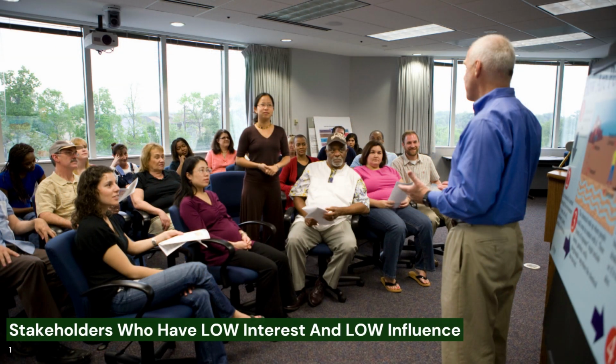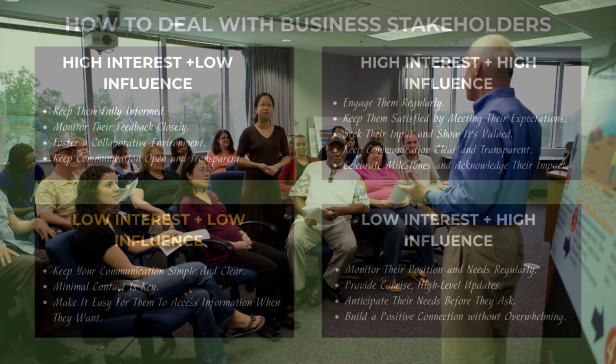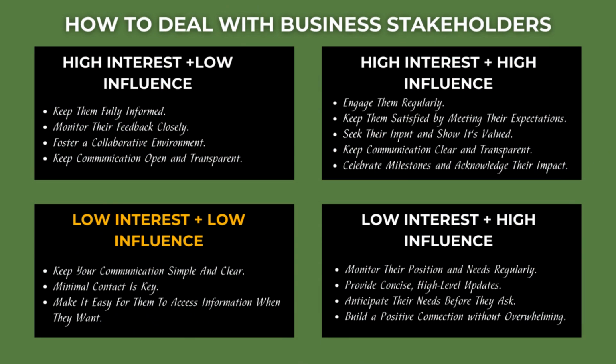1. Dealing with stakeholders who have low interest and low influence. When dealing with stakeholders who have low interest and low influence, it's essential to approach them with a balanced strategy that respects their role without overwhelming them. Think of these stakeholders as low-key supporters. They're not deeply invested in the day-to-day or decision-making, but they still play a part in the bigger picture. So, how do you keep these low-interest, low-influence stakeholders informed and engaged without overloading them?